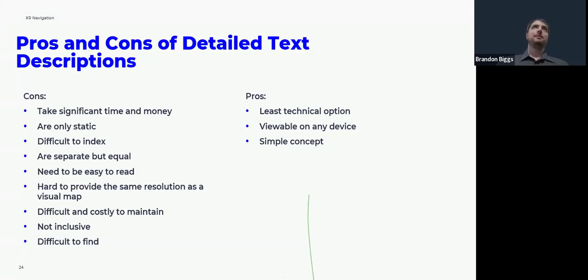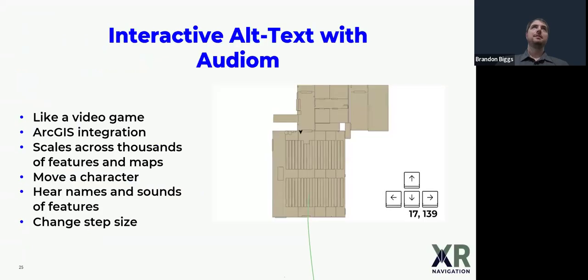But there is another option, and it's the tool that our company has built. This is a really, really arduous process. It takes a very, very long time to create detailed text descriptions, and people just look at a map with 10,000 features on it and say, I'm not even going to try. That's longer than a Harry Potter book, and I'm just not even going to go there. So that's why we created our tool we call Audiom.